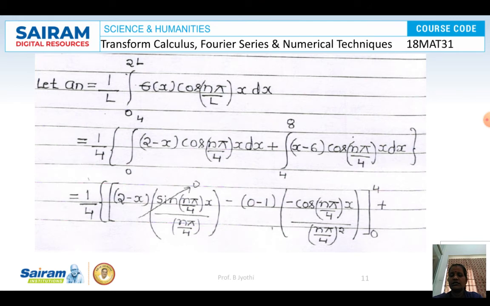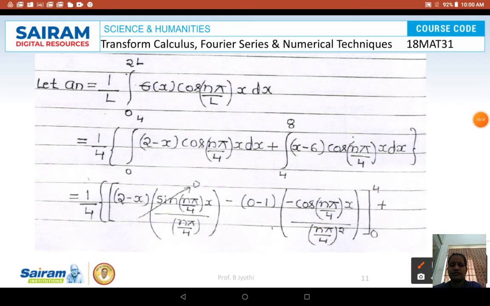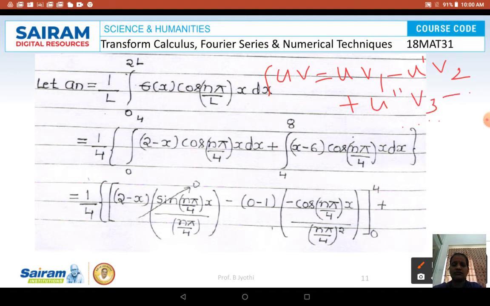Now let us calculate the value of an. An is 1 by L integral 0 to 2L f of x into cos(nπ/L)x dx, where f of x is 2 minus x from 0 to 4 and x minus 6 from 4 to 8. Substitute and apply the Bernoulli's rule of integration. So when we apply the Bernoulli's rule of integration, with u and v, the uv integral is equal to uv1 minus u'v2 plus u''v3 minus etc. This is the formula.